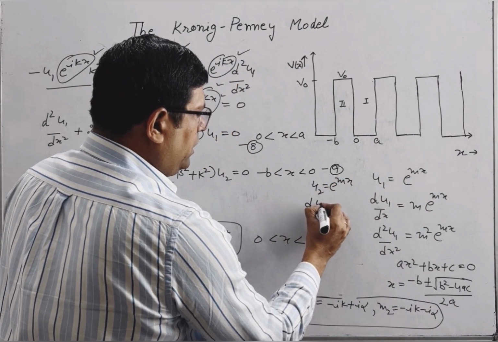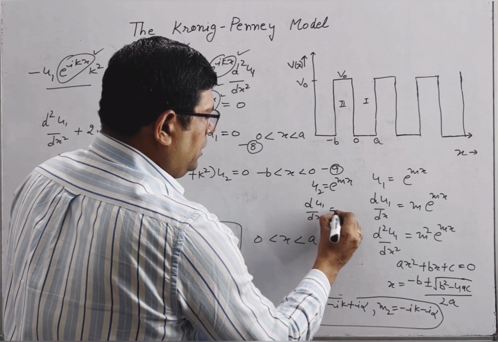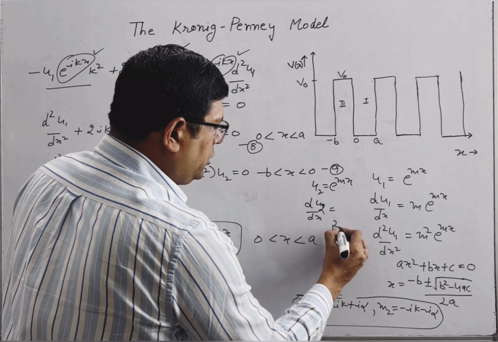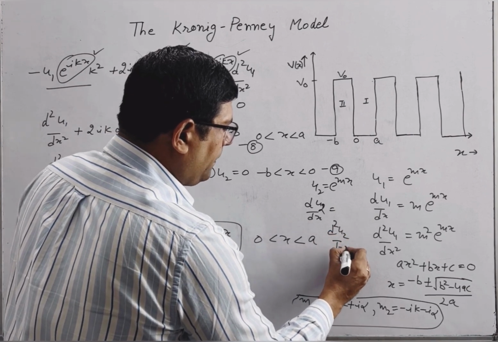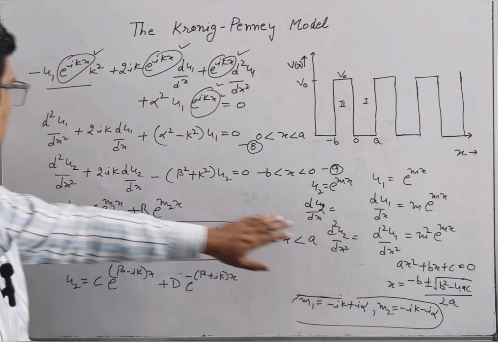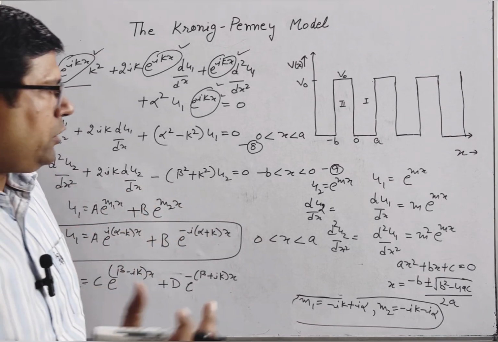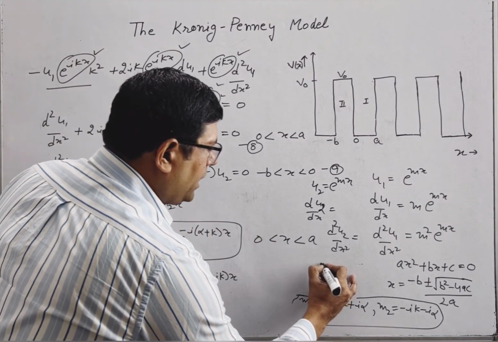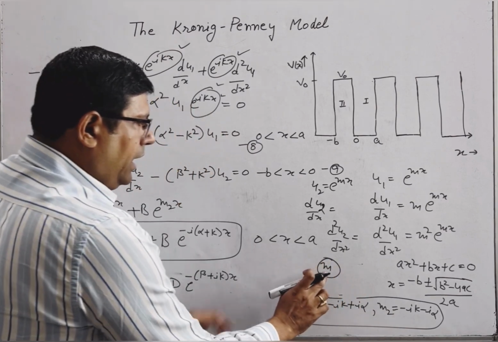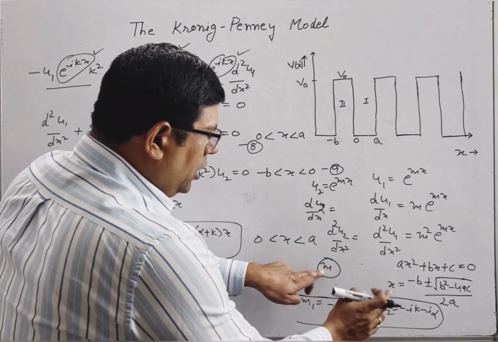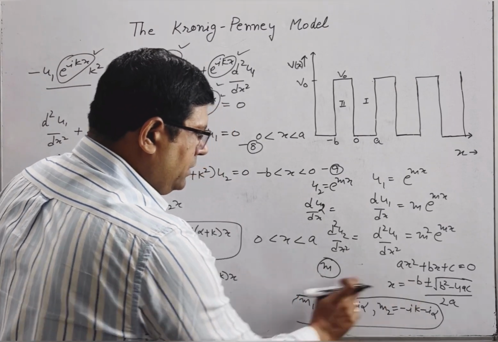Again we will differentiate it, differentiating again, d2 u2 upon dx square. Putting these values here we will get the quadratic equation in m, and from there we will get the roots like in the previous equation.